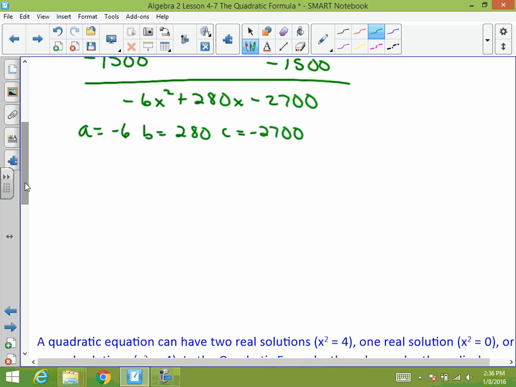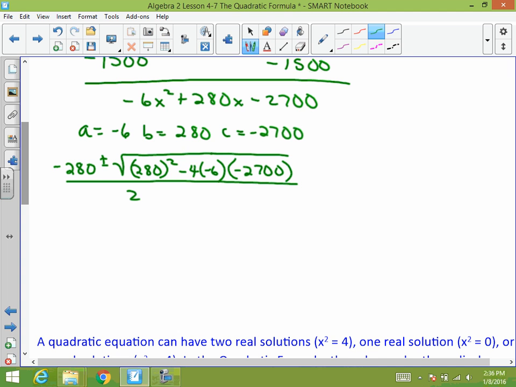So we put this in the quadratic formula: negative b plus or minus the square root of b squared minus 4 times a times c, all divided by 2a. If we plug all that in, you're going to get negative 280 plus or minus the square root of 280 squared, and I'm going to add, because a negative and a negative is a positive, 4 times 6 times 2,700. That's going to give me 13,600, all divided by negative 12.